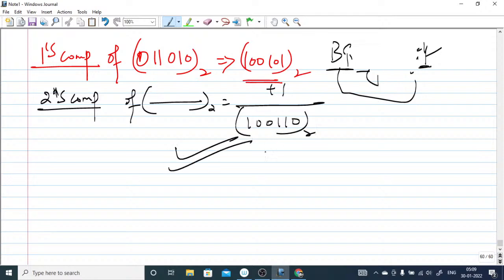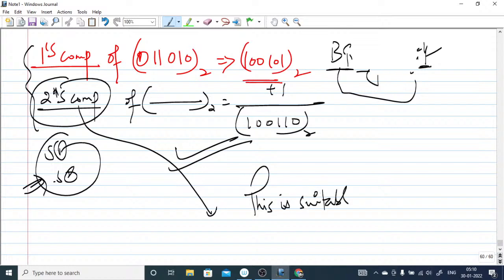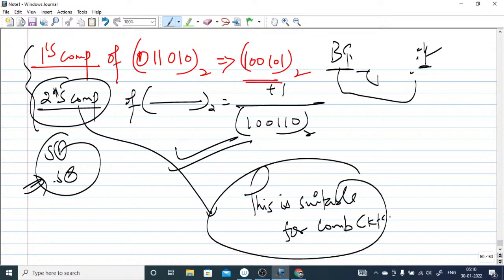So this is the concept: if they are asking for the 2's complement, you have to go through step 1 and step 2. Two steps you have to follow, but I will tell you the trick as well, how to find the 2's complement directly. This is suitable for combinational circuits, remember.